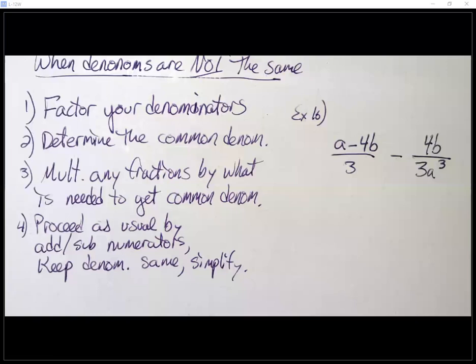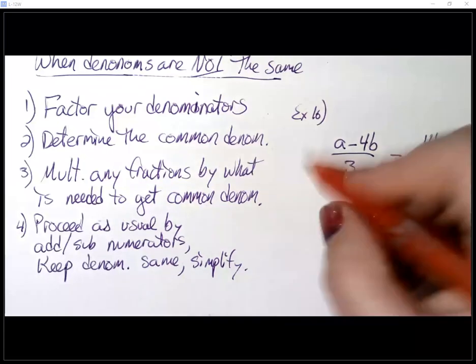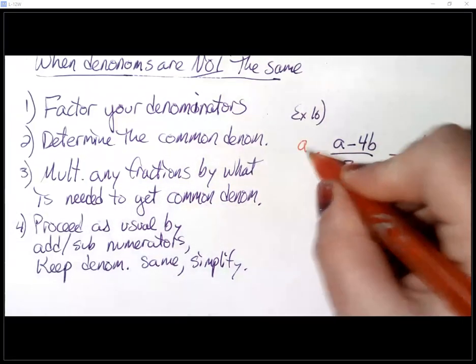Okay, everybody with me? Yeah, we're good? Okay, so step one is to factor the denominators. There's nothing to factor here. So step one, I don't have to worry about in this case. Step two, what will the common denominator be? 3a cubed. So I'm gonna have to multiply this one by just a cubed over a cubed. If I do that, then my denominators will match, won't they? Yes, so I'm gonna multiply by a cubed over a cubed.